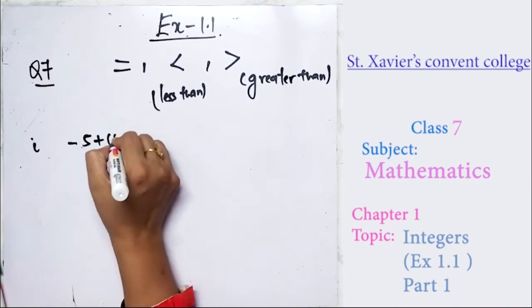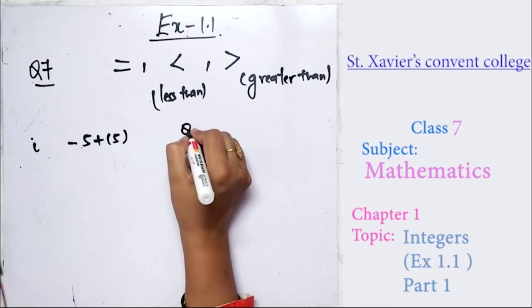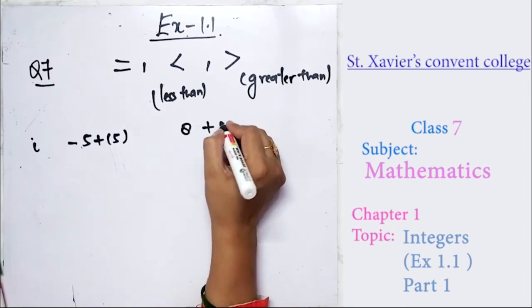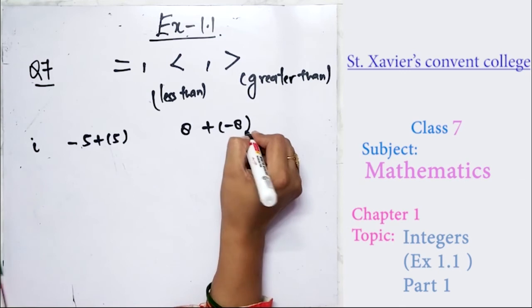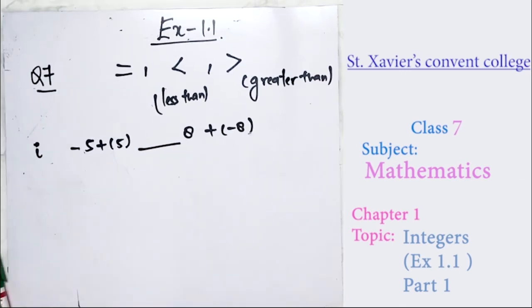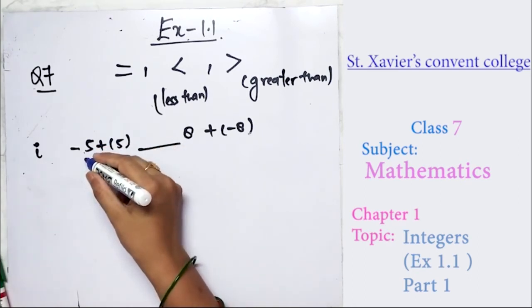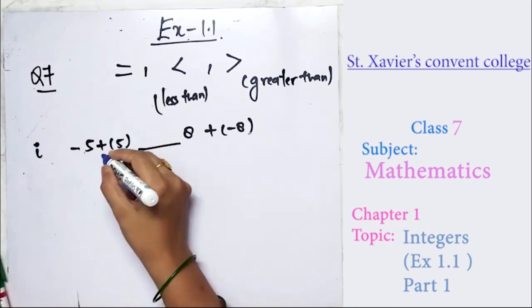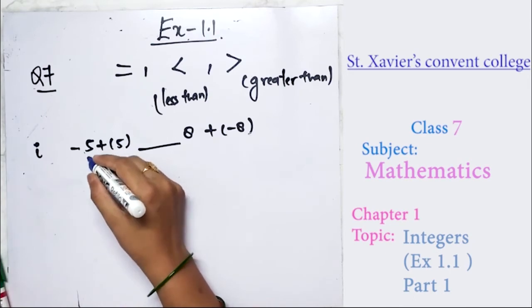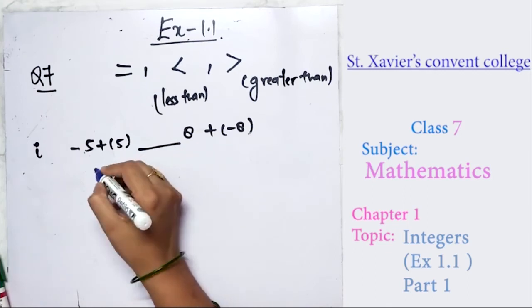The first part is minus 5 plus 5, blank, 8 plus minus 8. There is a blank here. What do you have to put? In minus 5 plus 5, you can see they will subtract with each other, because plus and minus give a minus sign, so they subtract. When they subtract with each other, you will get 0.